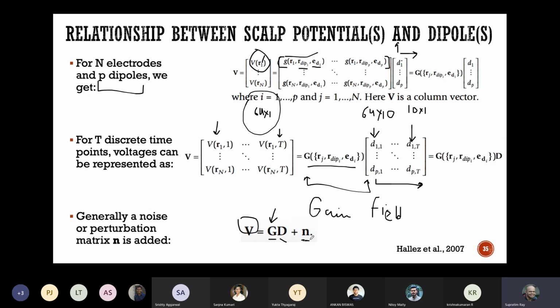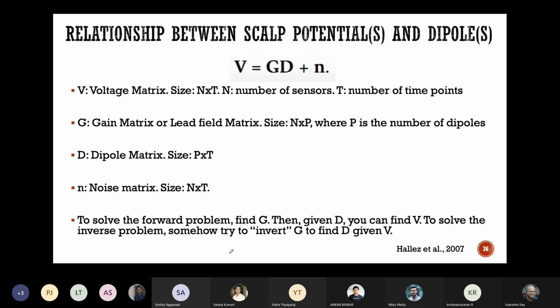Usually, because the data is noisy, you also add a noise term here. But the noise is independent of everything else. So mathematically, you would just formulate this. All you need is G. If you know G, you can solve the forward problem. Okay, so let me just write this down.